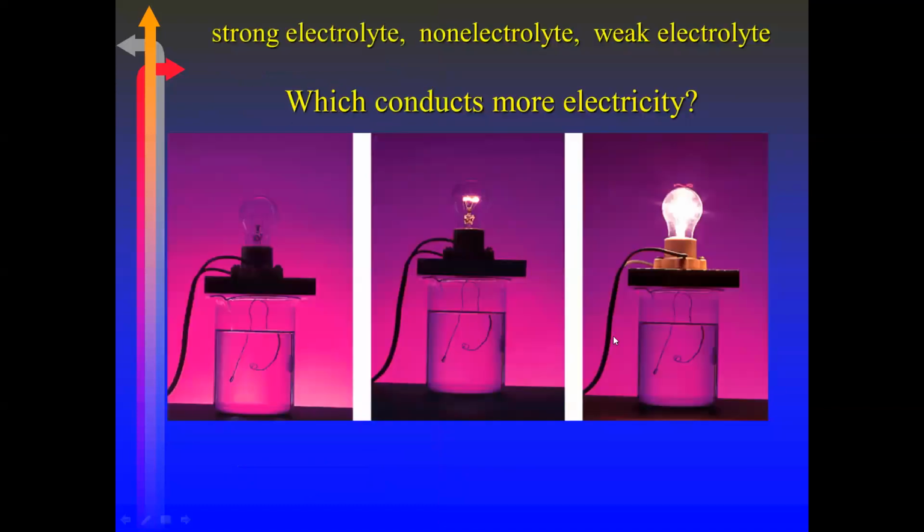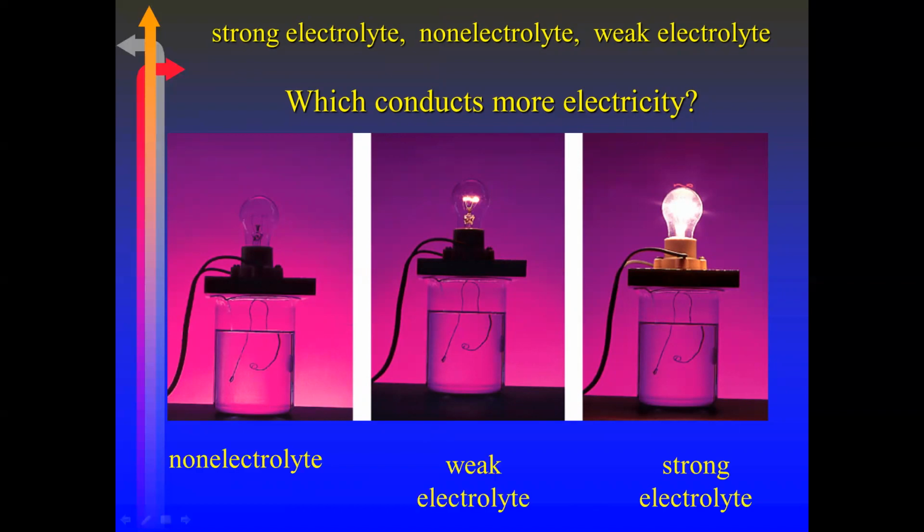In reality, we have two wires and the electrolyte, and we have the wire circuit. We cannot see them. So you see, the strong electrolyte would be very bright, and the weak electrolyte will be like that. And with the non-electrolyte here, the bulb will be dark because there's no electricity to drive them. So strong, weak, and non-electrolyte.